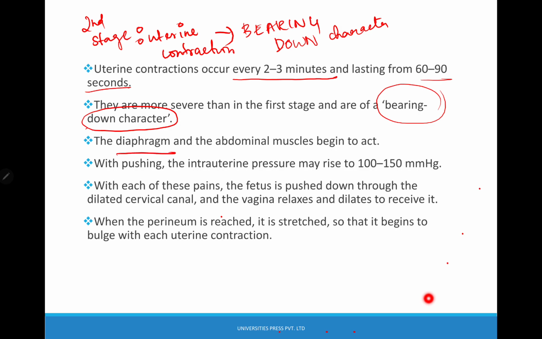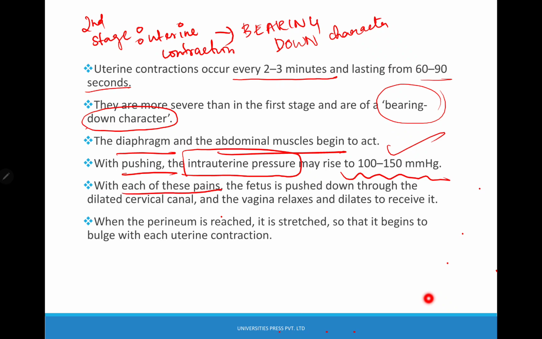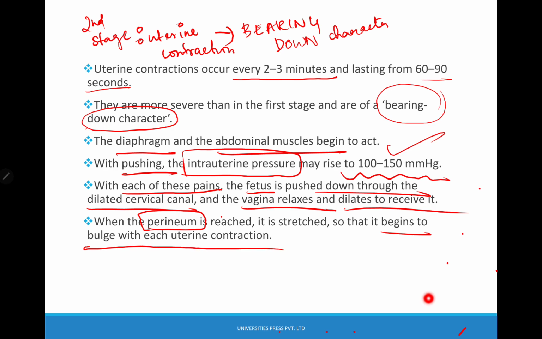The diaphragm and the abdominal muscles begin to act with pushing. Intrauterine pressure, IUP, rises up to 100 to 150 mmHg. With each of these pains, the fetus is pushed down through the dilated cervical canal, and the vagina relaxes and dilates to receive it. As the perineum is stretched, it begins to bulge with each uterine contraction.